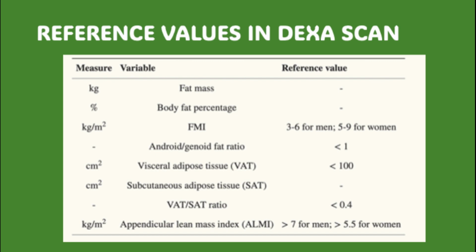Appendicular lean mass index. What is that? That is how much muscle you have in the upper and lower limbs. That is known as the lean body mass index or the skeletal muscle index. So for sarcopenia, it should be more than 7 for men and more than 5.5 for women. If it is less than that, it is sarcopenia. Two serial investigations will give us very important and very useful information.